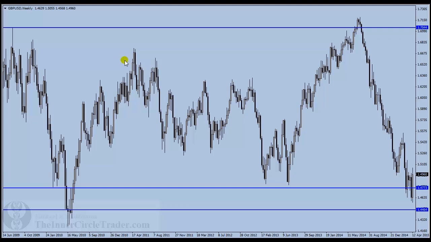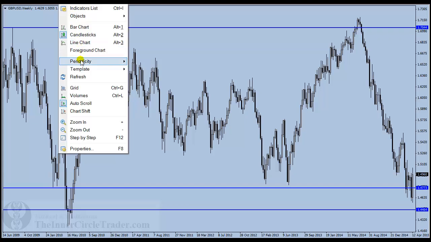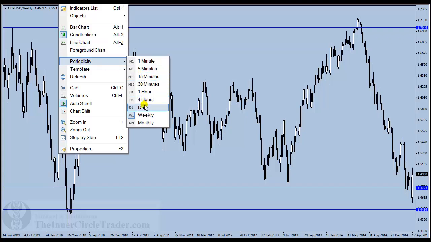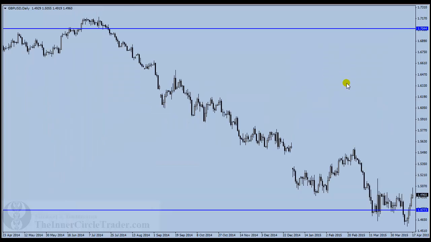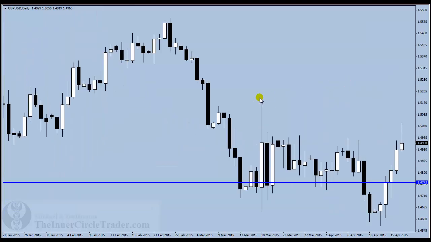So now let's go and look at a time frame lower than the weekly, and that would be the daily. Let's zoom in a little bit on this one. All right, so now we have this level that we've highlighted on the higher time frame.